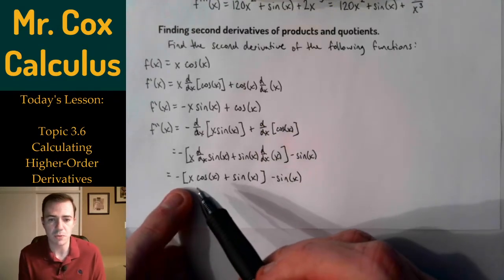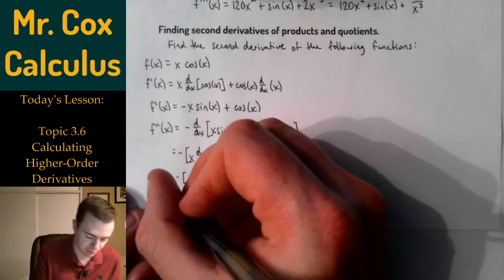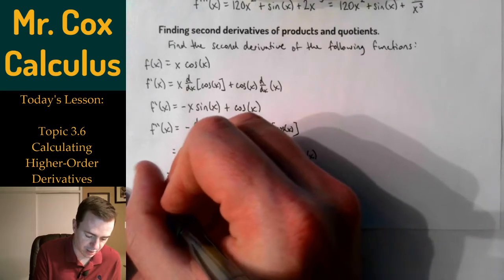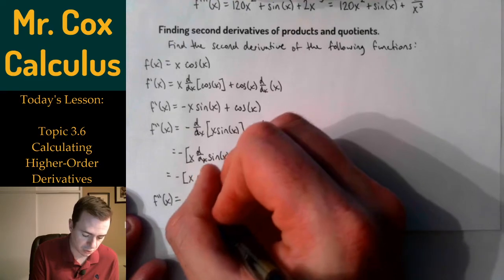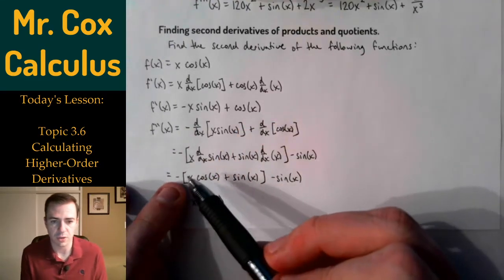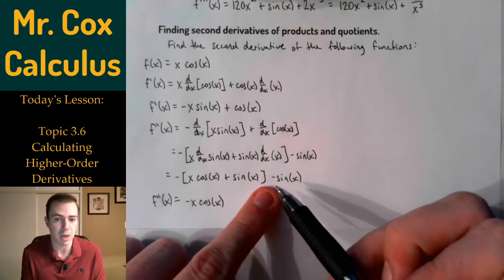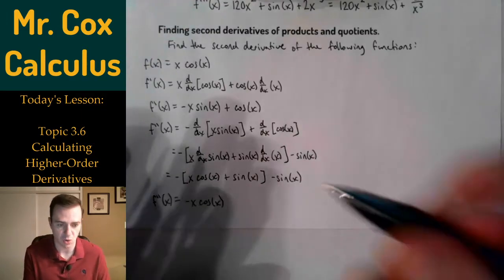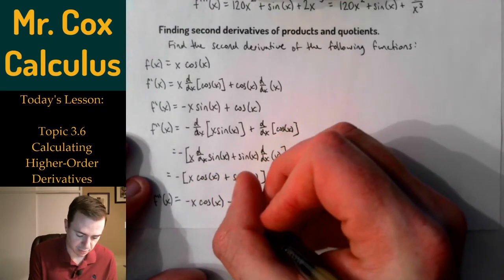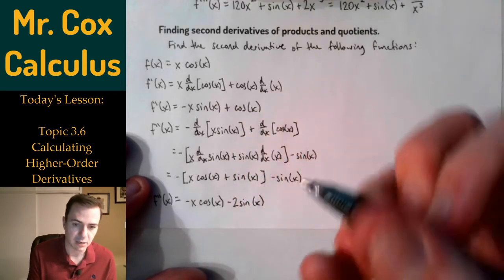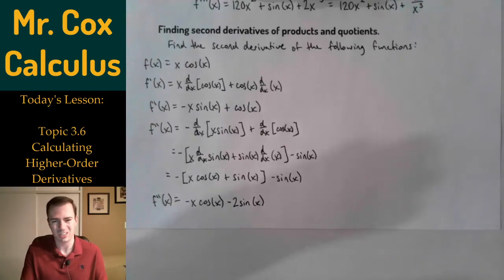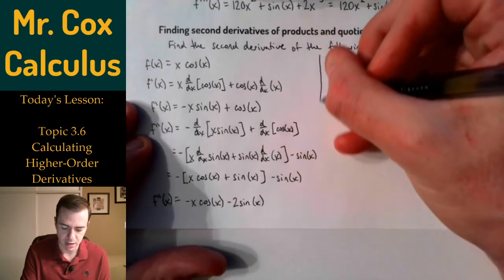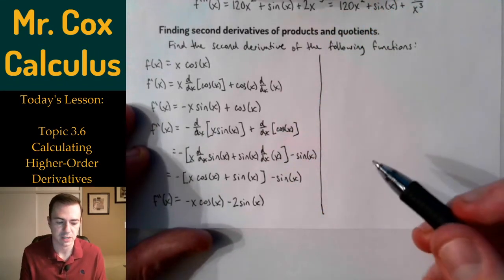Now then, if I distribute this negative, let's go ahead and write our answer here. The second derivative is equal to negative x cosine of x. And if you look here, I get negative sine of x minus sine of x. Those are like terms that I can combine and say that is minus 2 sine of x. Even though you would think, oh wow, taking the derivative after we already used the product rule would be challenging, you can see here it actually wasn't too bad of a second derivative to take.